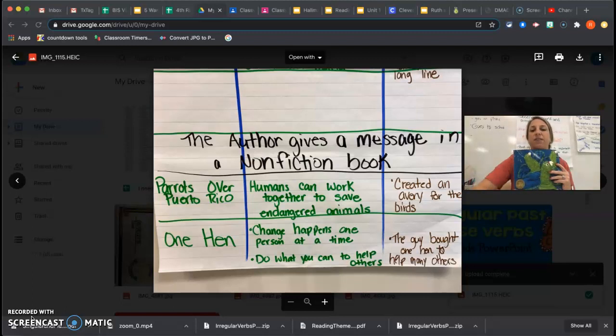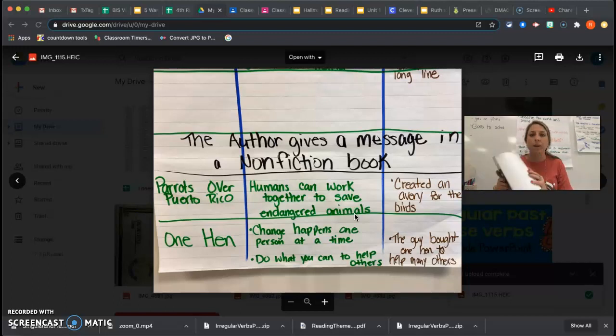And you notice here I've filled a couple in, but there are more than one usually in a book, and some people have different opinions of what a message might be. So let's look here. I wrote on here, humans can work together to save endangered animals. Were there things in this story that gave me text evidence to prove that humans work together to save endangered animals? Do you think that was maybe the author's big idea, that he wanted me to understand that we need to work together to save endangered animals?